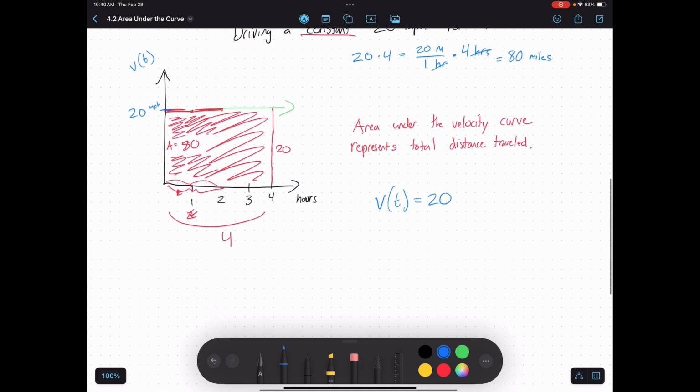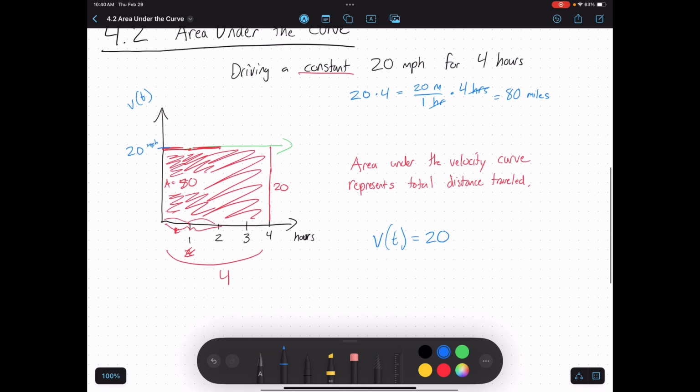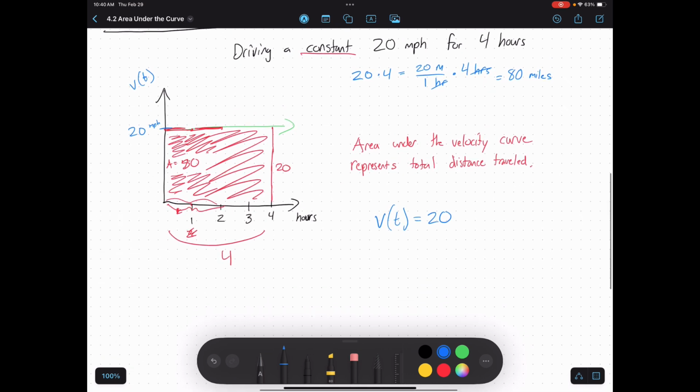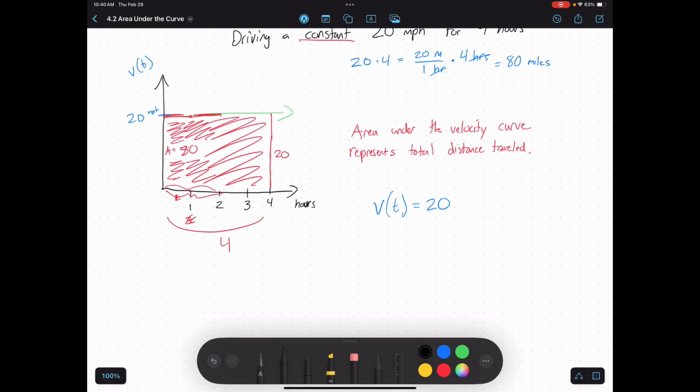If I were to actually notate the math that I've done, if I were to use correct notation for this, to calculate the area under the curve, we actually use the same symbol that we used in 4.1. So in our case, what we just did is we took the area under the curve for our function. Our curve in this case, though, was just this constant velocity function. And we evaluated it from 0 hours to 4 hours.